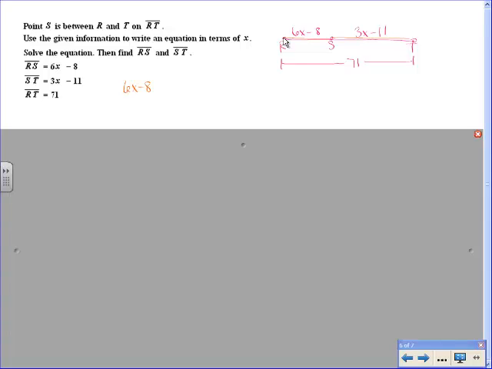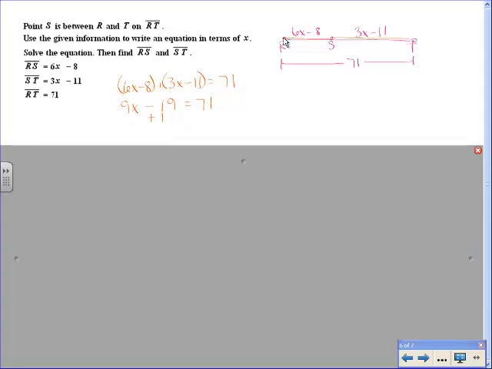So I can take 6x minus 8 and add that to 3x minus 11. Combining like terms will give me 9x minus 19 equals 71. Add 19 to both sides, and I'll have 9x equals 90. Dividing by 9 will give me my answer, x equals 10. Be careful with your geometry problems, because a lot of times they aren't just asking you to find the value of the variable, they're asking for lengths of specific segments. So now we have to go back and determine the length of segments RS and ST.